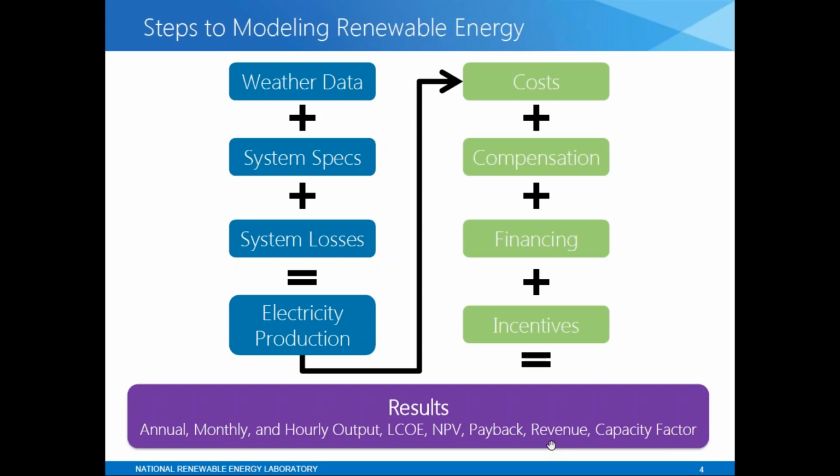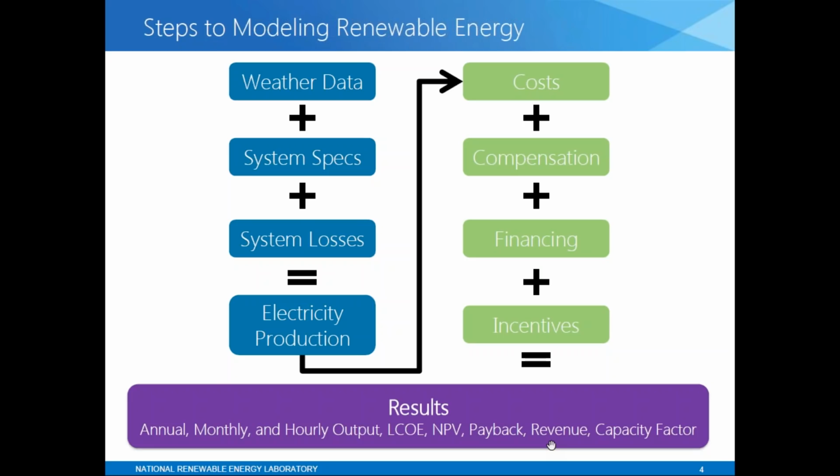And what's a little bit unique about SAM is we typically require monthly or hourly resource data. So the weather data that we need is typically hourly. We can do sub-hourly, but SAM's not really set up to handle annual average values as an input. You combine that with system specifications, and here we've created a bunch of default values, but there can be hundreds of system specification options, and we'll talk a little bit more about that. And then system losses, how are you losing energy as you go along? That gets you to electricity production, or in a few cases, thermal production, but generally electricity production.